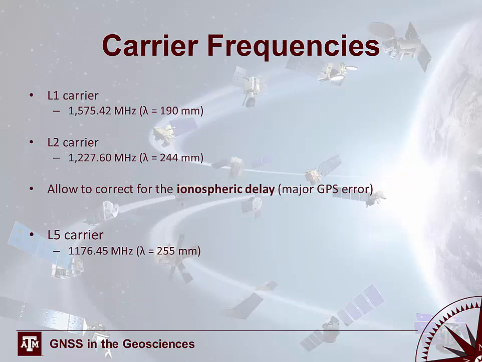So GPS is modulated on a couple different frequencies. So there's an L1 carrier, there's an L2 carrier, and by using the combination of the L1 and L2 carrier, you can correct for ionospheric delay. Now, I will cover in a few slides what the ionosphere is and why it delays the signal, and we'll go into that more later in the lectures as well. But right now, all you need to know is that the L1 and L2 carriers, by using the combination, allows you to correct for that ionospheric delay.